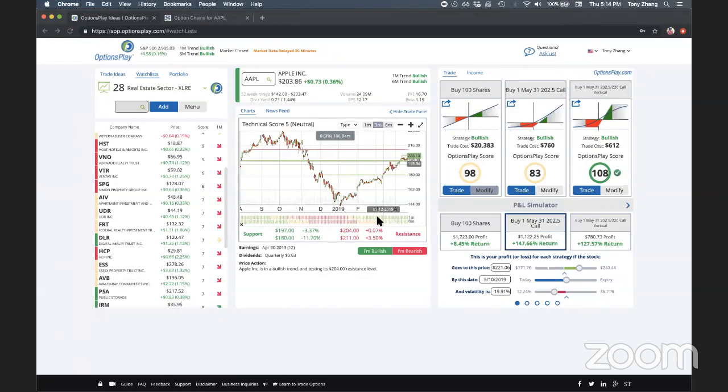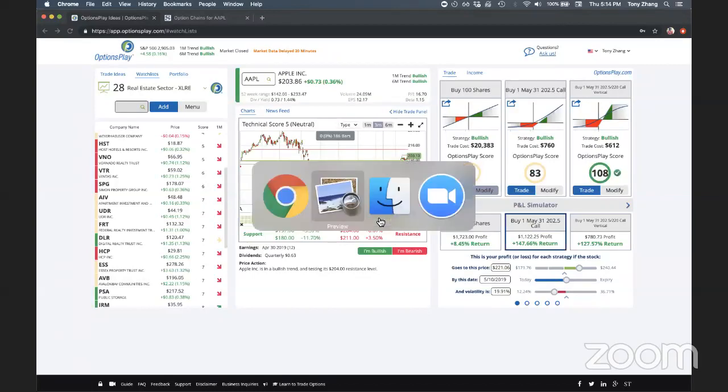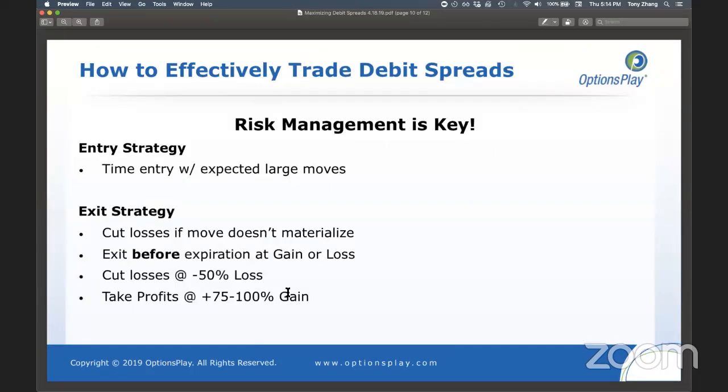If the prices go in my favor, let's say in a 3-month expiry, when is the best time to sell before time decay really affects my gains? So again, going back to this rule, you want to cut your losses at 50%. You want to take profits when you reach 75 to 100% gain, regardless of whether it takes a day, a month, or 3 months to get there. These are the types of rules that you should be following when you're trading debit spreads.